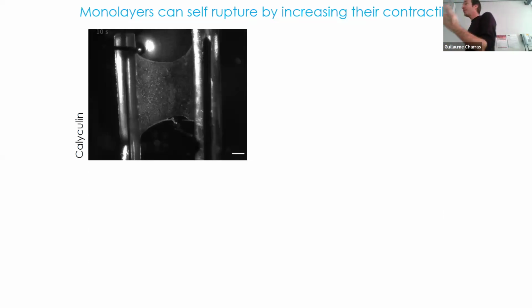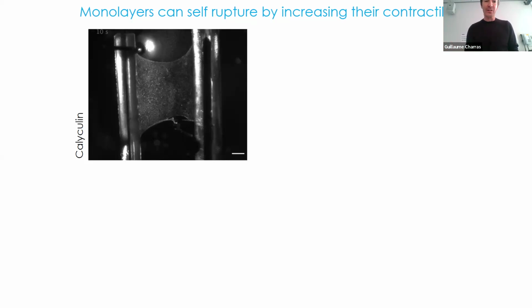So I told you in some physiological processes we get rupture, the monolayers can self-rupture. And one process that's very important in development and disease is epithelial to mesenchymal transition. There's been some research that suggests that that can occur through a transient increase in the contractility of cells. To test that, we treated these monolayers with calyculin, which is a broad spectrum phosphatase inhibitor. So among other things, it also blocks myosin phosphatase.